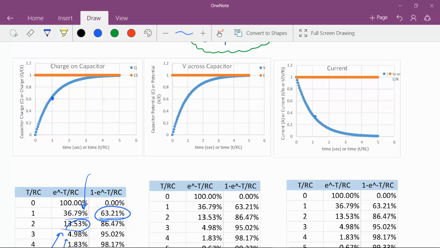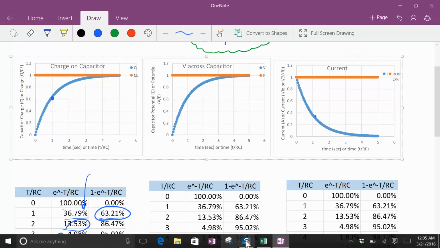When you hear that number and think, that is such a random number to use, it's not really random. It makes a lot of sense, because e to the 1 is easy to compute. e to the 2 is easy to compute. It's an amount that's just agreed upon, so that we can compare capacitors and charging and discharging times.